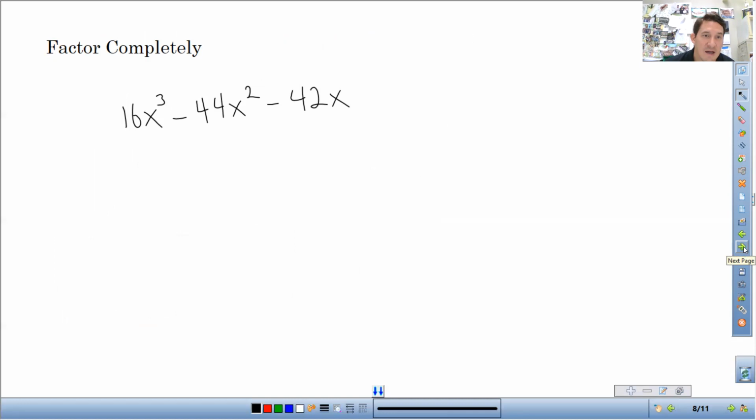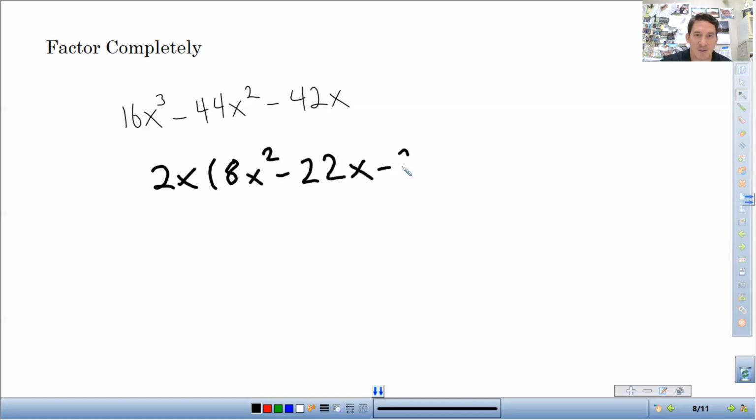16x cubed minus 44x squared minus 42x. The first layer of factoring, these are all even, so you can factor out a 2 in all of those, and they all have an x, so the lowest power is x. When I do that, it's going to be 8x squared minus 22x minus 21.